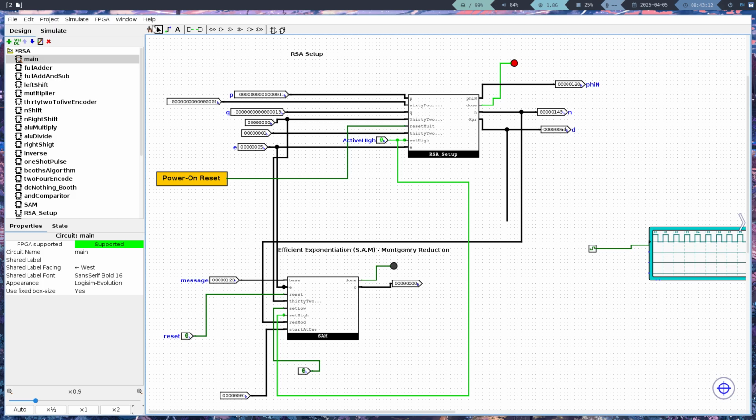Let's just go ahead and start the encryption process straight away. So the message is 123 and it's being raised to the public key, reduced modulo n. Let's go ahead and start that up straight away because it's going to take a bit of time.